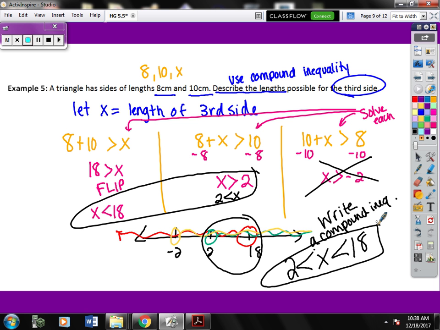Jax, why is it less than 18? If it were 19, it wouldn't close. That 19 side, the other two sides wouldn't be long enough to close the shape.